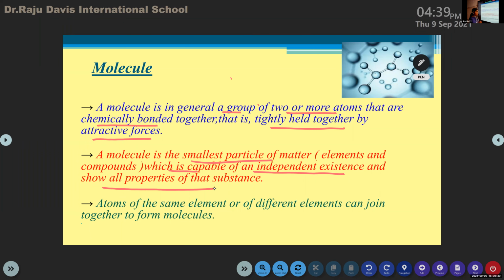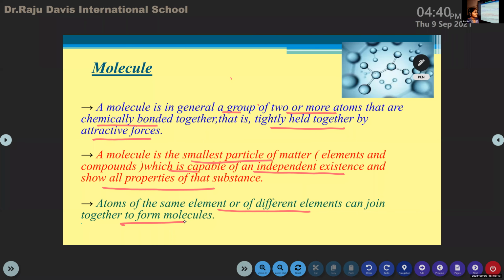Atoms of the same element or different elements can join together to form molecules. Can you tell me one example for the molecule with atoms of the same element? Adigesh. Molecule with atoms of the same element. That means the same elements combine together to form a molecule.